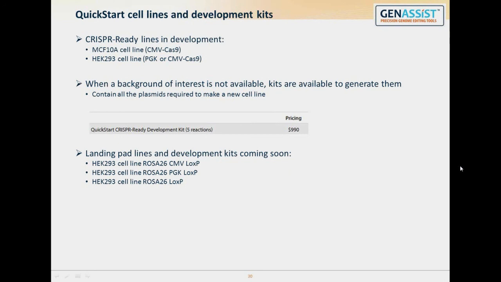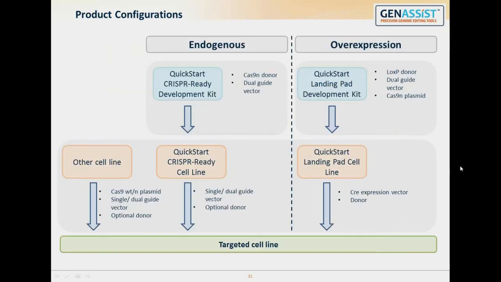As I mentioned, the quick start cell lines, what we have right now are 2 CRISPR-ready cell lines that will be available very soon. In MCF10A cell lines, we've got CMV Cas9 nickase, and then HEK293 cell lines with either PGK or CMV promoters, again Cas9 nickase. And again, as I mentioned, when a background is not available in the cell line of interest, we provide these kits that allow you to generate 5 different CRISPR-ready cell lines off of the plasmid material. And we have landing pad cell lines coming soon in either just the LoxP or a couple of different promoters.